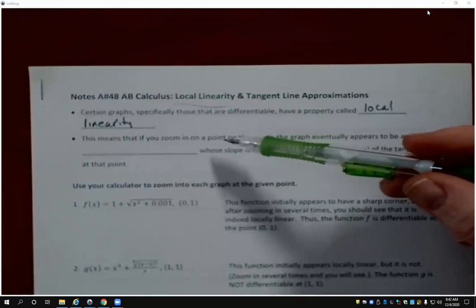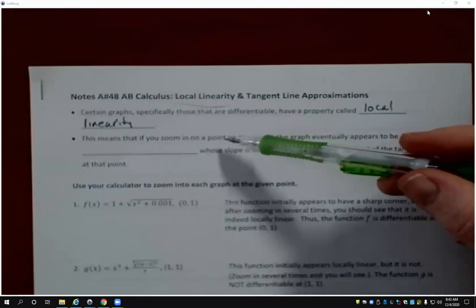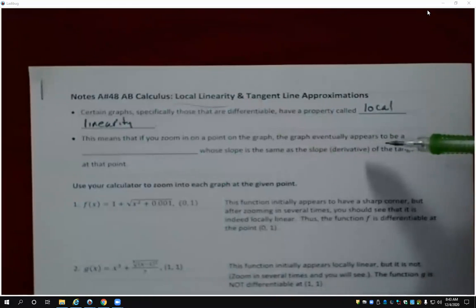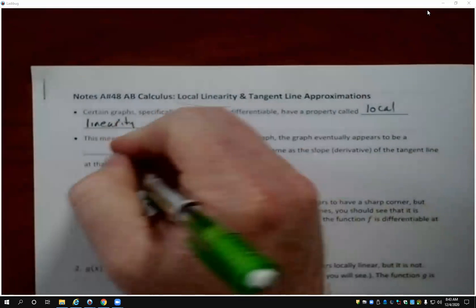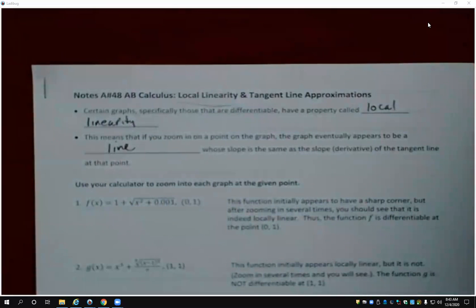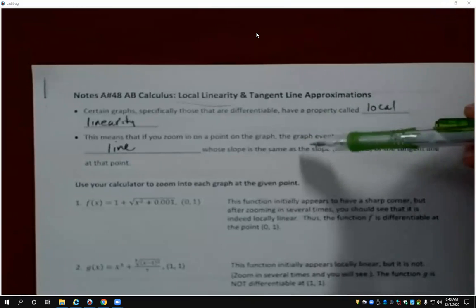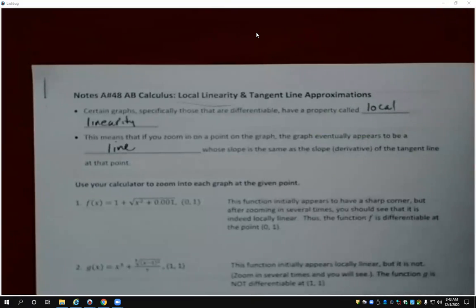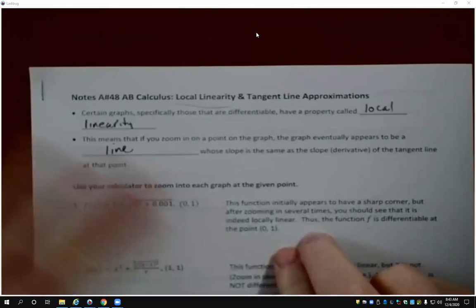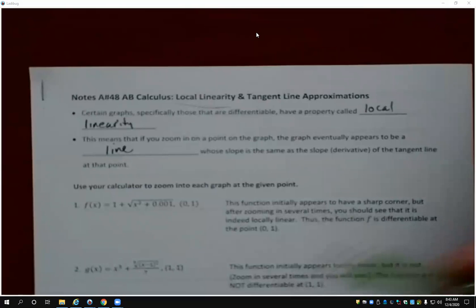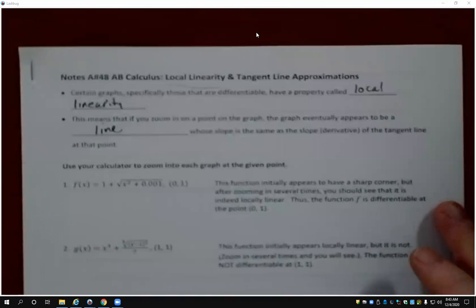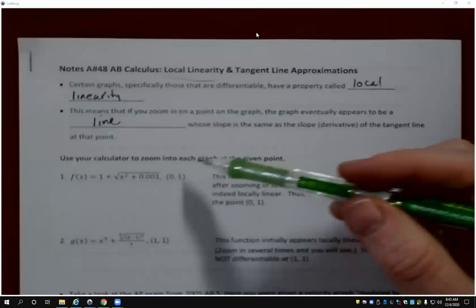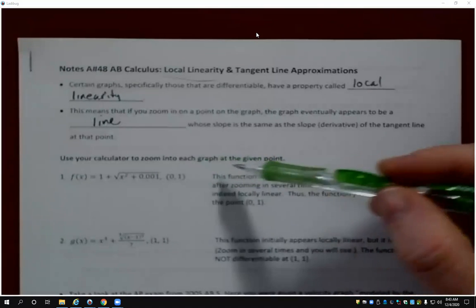And this means that if you zoom in on a specific point, the graph eventually appears to be a line. Okay, just like I just showed you the graph of y equals x squared, but it appeared to be a line when you first saw it. And that line has the same slope as the derivative, the tangent line at that point. Okay. All right, use your calculator so you guys can do this or just watch me. It's not as much something new that you're doing in your calculator, but use your calculator to zoom into each graph at the given point.